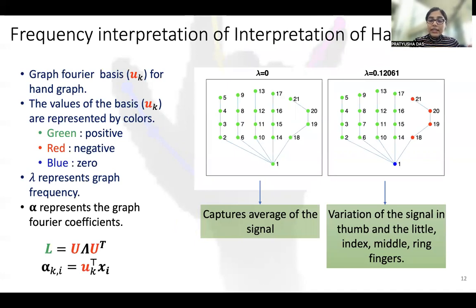As I mentioned, the graph Fourier transform bases are interpretable. What do I mean by that? Here in the first figure, I'm plotting the first graph Fourier basis, which corresponds to a graph frequency lambda equals 0. I have represented the values by colors: green means positive, red means negative, and blue means 0. As you can see, this first graph Fourier basis, corresponding to lambda equals 0, captures the average of the signal. And the second one on the right captures the variation of your thumb relative to the rest of the fingers.